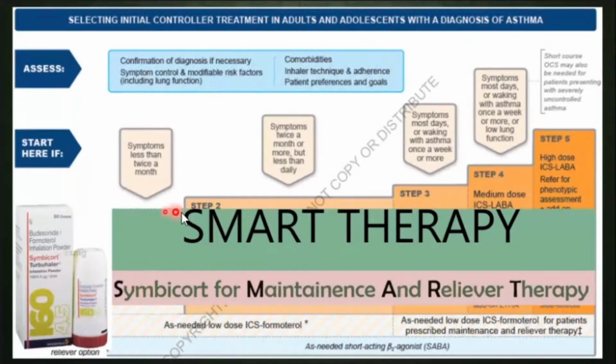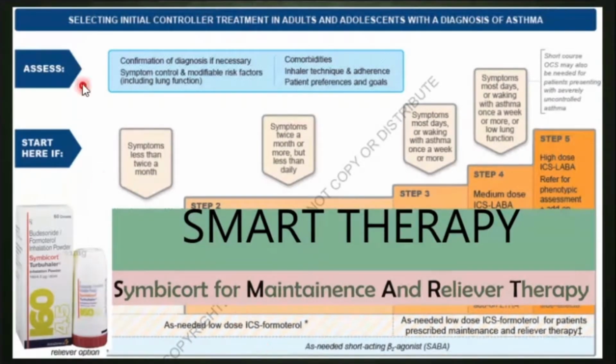So basically, when you look at the GINA guidelines now, from where I've taken this table, it is more or less a modification of the SMART therapy, where at higher levels you add on other drugs as needed. But for your reliever and maintenance, basically it's one drug, which is your ICS-formoterol, which is why, like I've said, using salbutamol as a reliever medication is being discouraged now by most of the asthma societies.